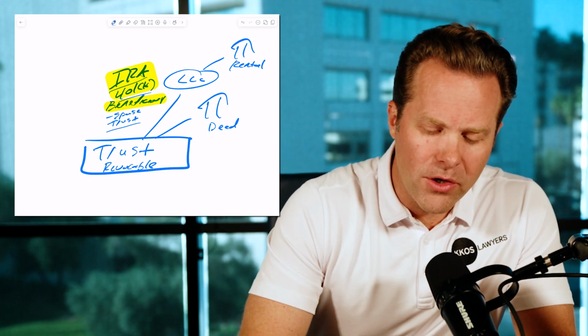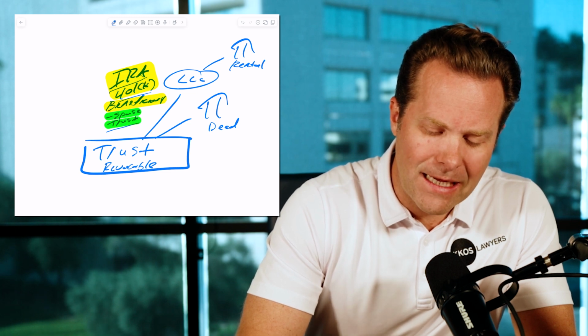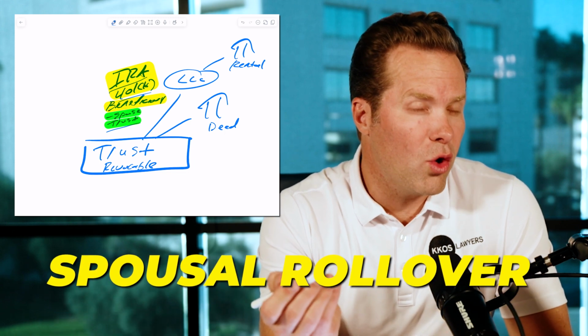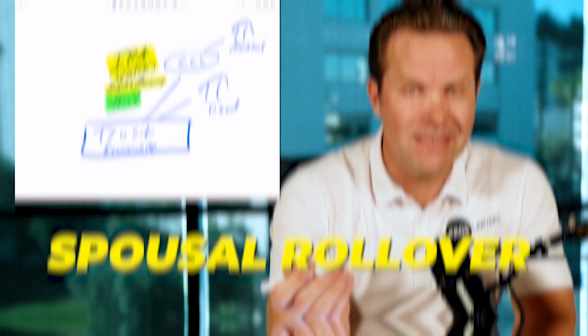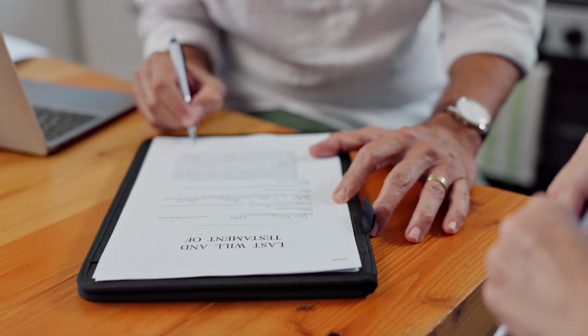Now, most people are going to list their spouse first, and then they list their trust as the second beneficiary. Now, the reason most people do that is there's something called a spousal rollover for IRAs and 401ks that allows your surviving spouse, if you have a spouse, to inherit your account upon your death, and it becomes an account in their name.